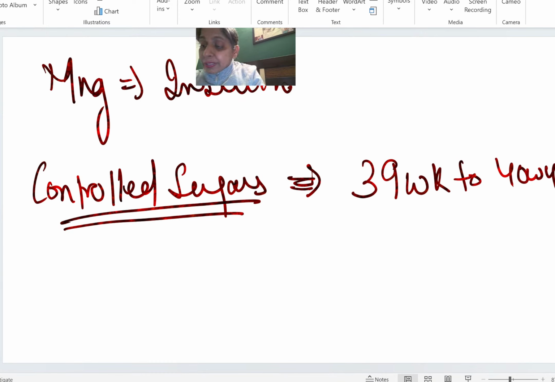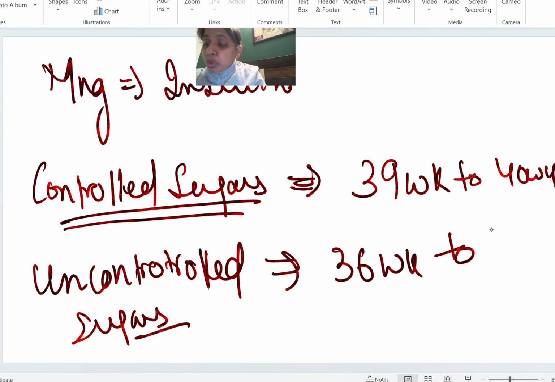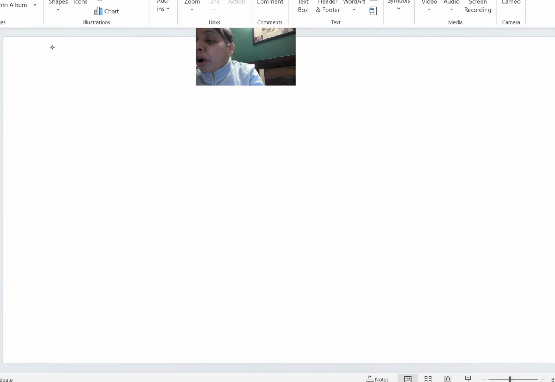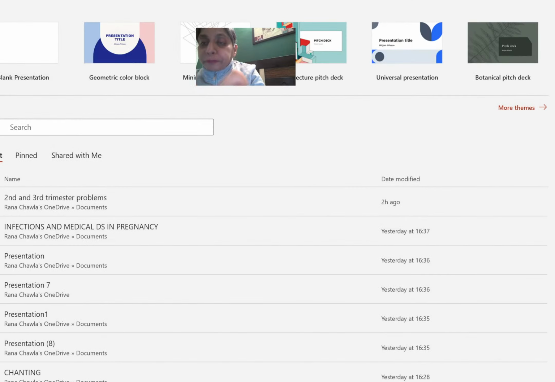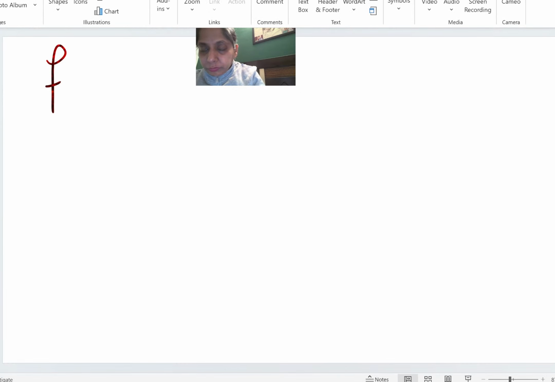Is it clear? And if the sugars are uncontrolled, then you will terminate the pregnancy at 36 weeks. Dr. Isra, it is 36 weeks. If the sugars are uncontrolled, then you will terminate it at 36 weeks to 38 weeks, 6 days. Okay, clear your things, Dr. Isra. It is at 36 weeks to 38 weeks, 6 days.